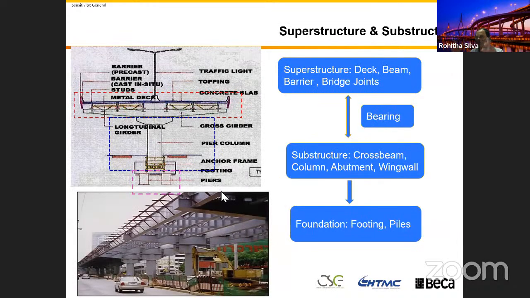This one started with this diagram, this Ramanine bridge. What is the skeleton of a bridge? We divide the bridge into superstructure, substructure, and foundation. The link between the substructure and superstructure is the bearing that lets the bridge articulate. The elements in the superstructure are the deck, beams, barriers, and joints. The substructure has cross heads, cross beams, columns, abutments, wing walls, etc. And the foundation, of course, you are all quite familiar with: footings and piles.